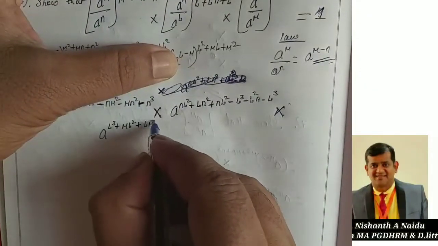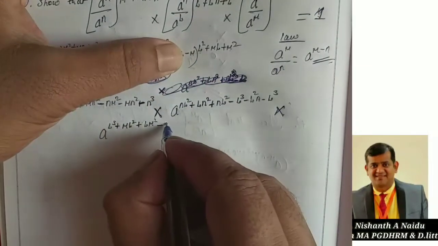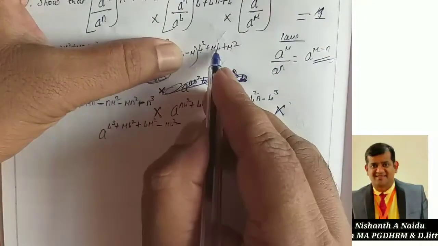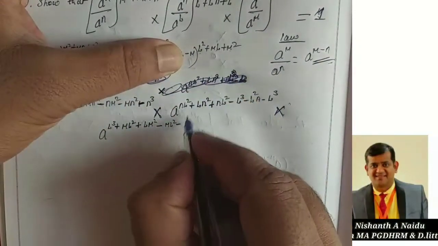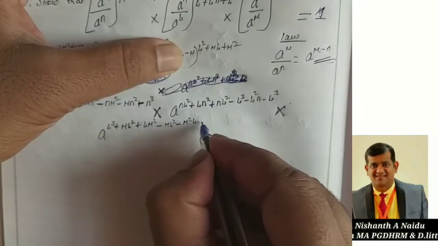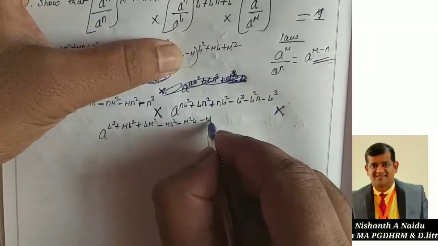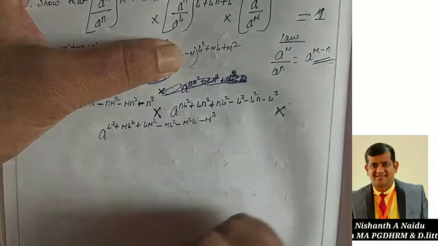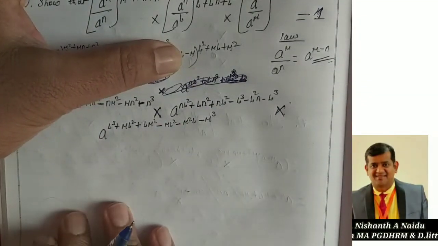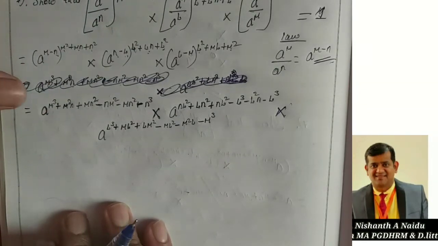So l m to the power 2, minus m into l to the power 2, ml to the power 2, minus m into ml, that is m to the power 2 l, minus m to the power 2 will become minus m to the power 3. So this is what is simplified. So next what we have to do is cancel the common ones.